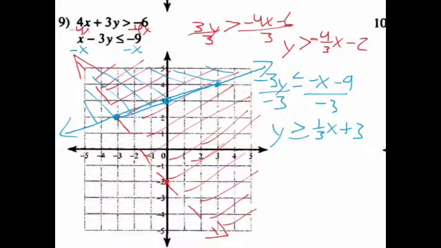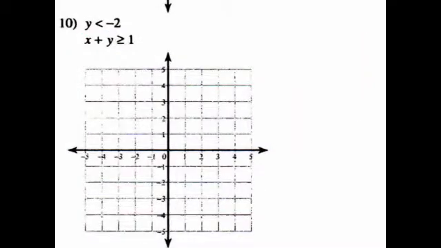This region between the red dashed line and the blue solid line up at the very top is where the answers are. So I'm going to make that region darker. It looks just like that. Let's switch over to 10.